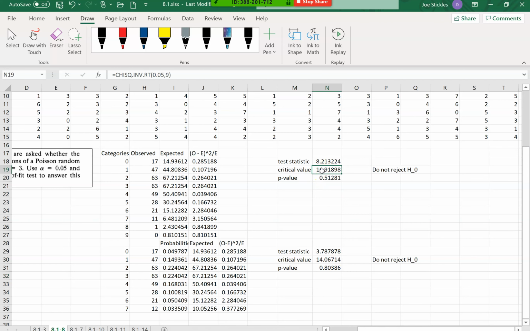This one? Yep. Okay. Yeah, they should be different in this case because we lowered the number of bins. Lowered the number of categories. That's funny.